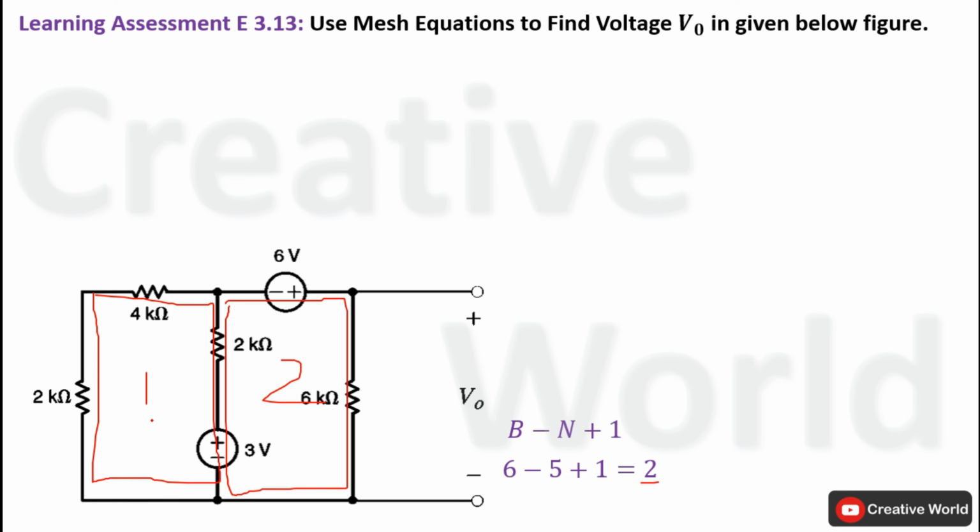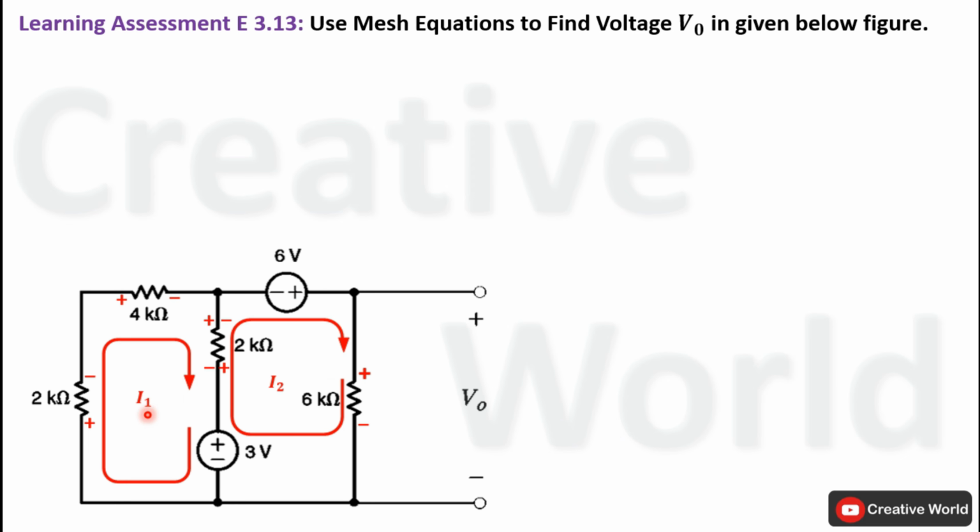In next step, we have to assume currents along with their directions inside these two closed loops. We are assuming current I1 is flowing through this closed loop and current I2 is flowing through this closed loop, and both currents are flowing in clockwise directions. According to the direction of currents, polarity notation across resistive elements is marked. Now we will apply Kirchhoff's voltage law inside these closed loops to find out two mesh current equations.